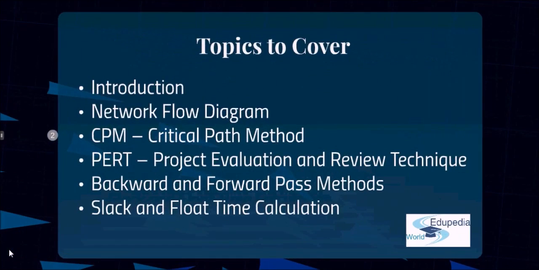The topics which we shall be covering under this series are: first, we shall start with the introduction. Then we will see what is a network flow diagram. Now, network flow diagram are the basis for both critical path method and project evaluation and review technique. Then we'll see what is the CPM and PERT. We shall calculate the completion time of a project under both cases, PERT and CPM, using the backward and forward pass methods. And finally, we shall see how to calculate the slack or float time.